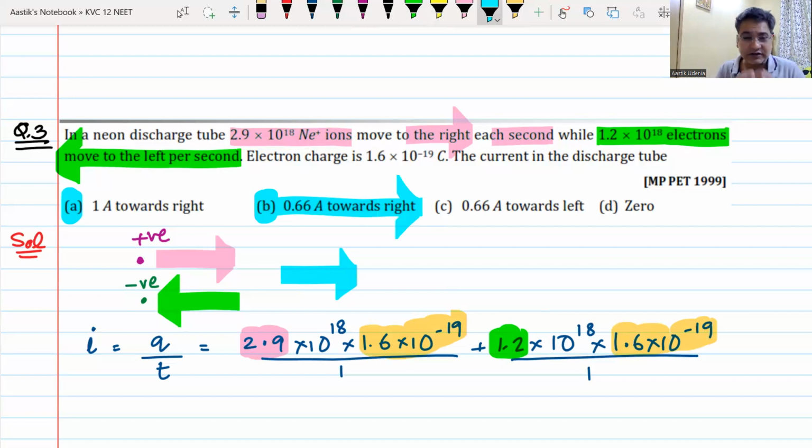This is how you have to calculate in the examination hall. You just cannot write so much. I am doing it today here because we are trying to understand it. In the examination hall, we cannot do it in this way.